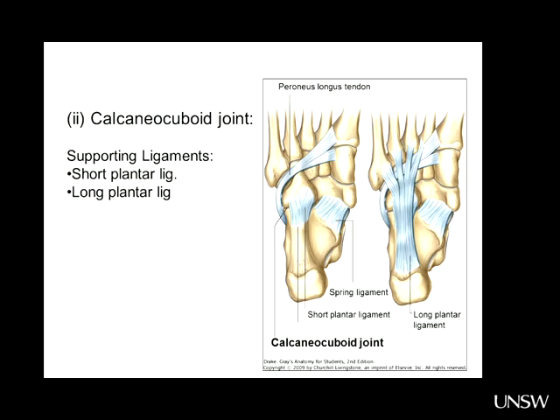Okay. So there they are on this diagram. There's the spring ligament, and there's the short plantar ligament. If you hadn't figured that out, we're looking at the foot from below. And there's the long plantar ligament, basically covering most of the short one. Okay. So those three ligaments basically reinforce our calcaneocuboid joint.